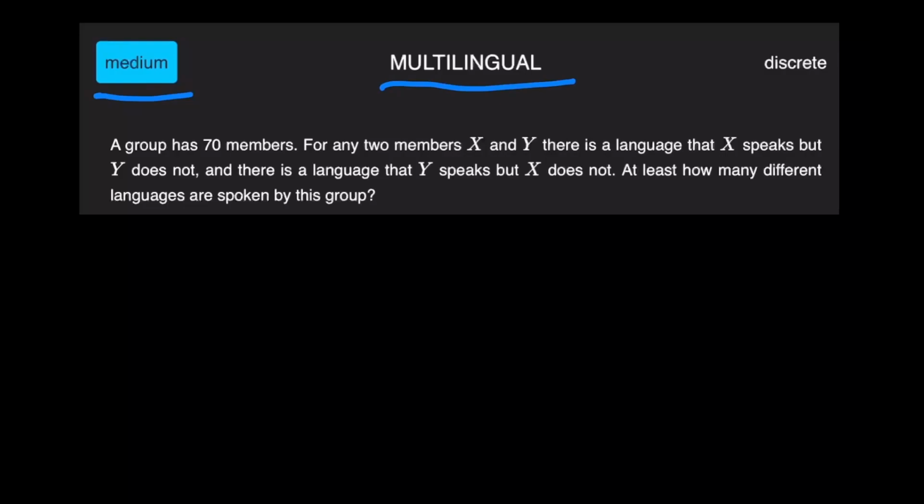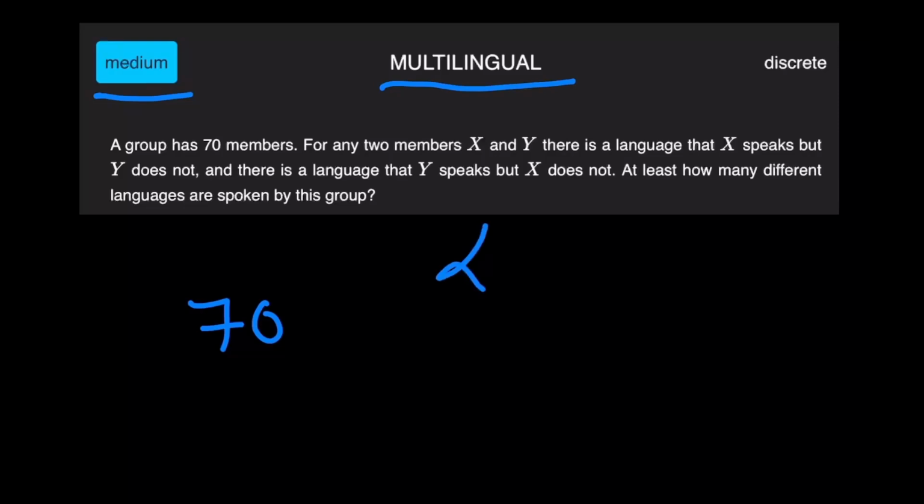So just to explain a bit about this problem, we've got 70 members, right? And we have to come up with a particular set of languages such that we could assign the languages to all the 70 members in such a manner that for any two members x and y, there's a language that x speaks but y does not, and there's a language that y speaks but x does not.